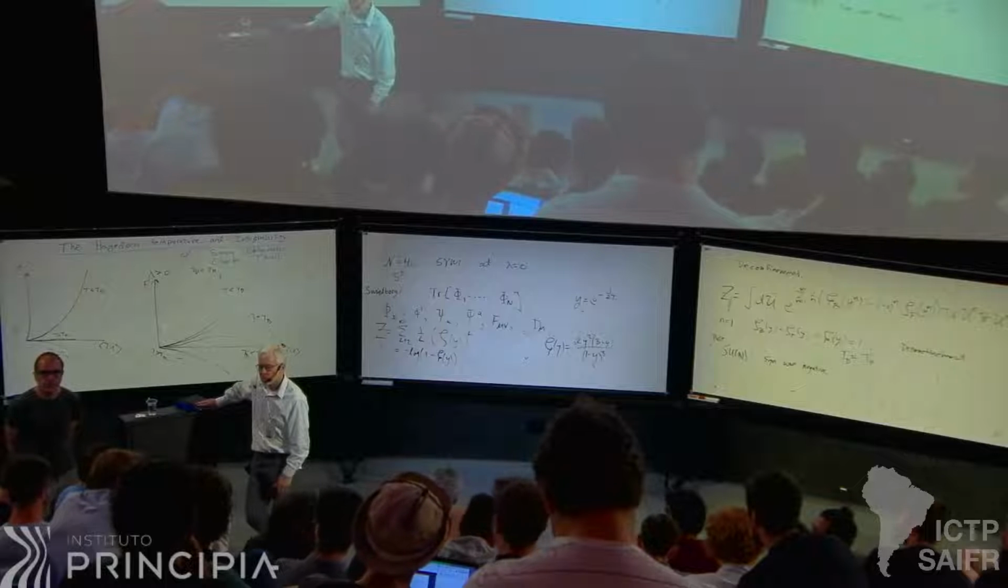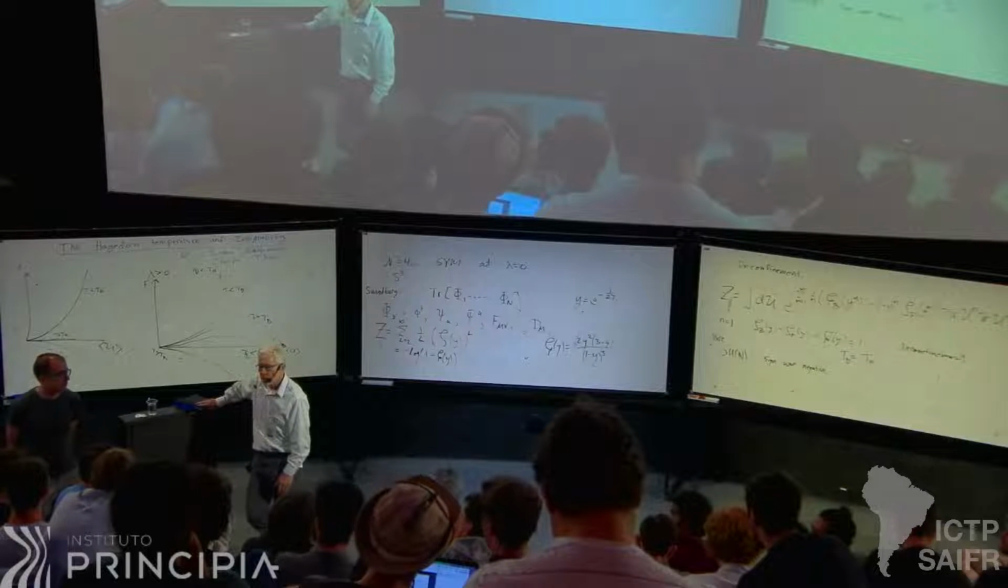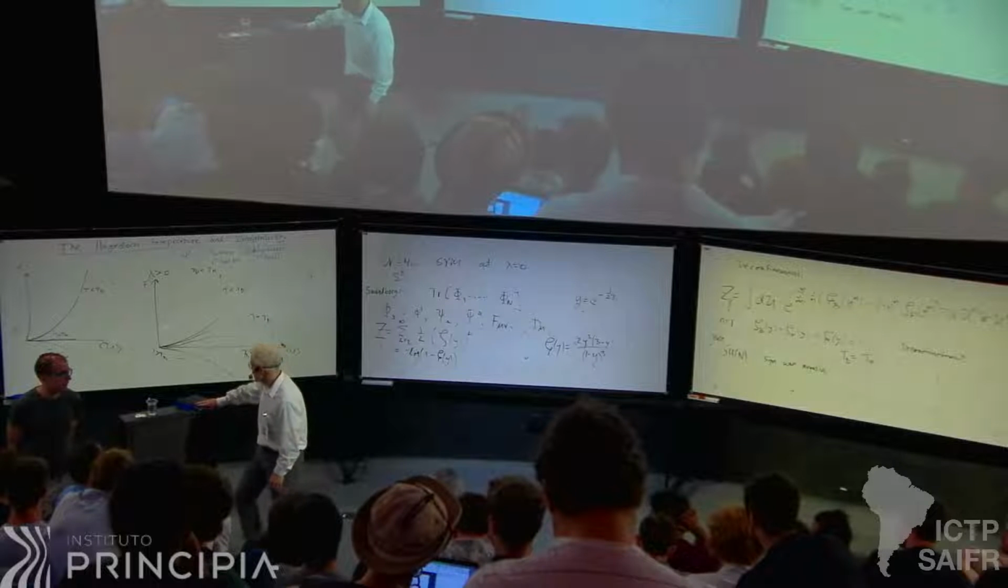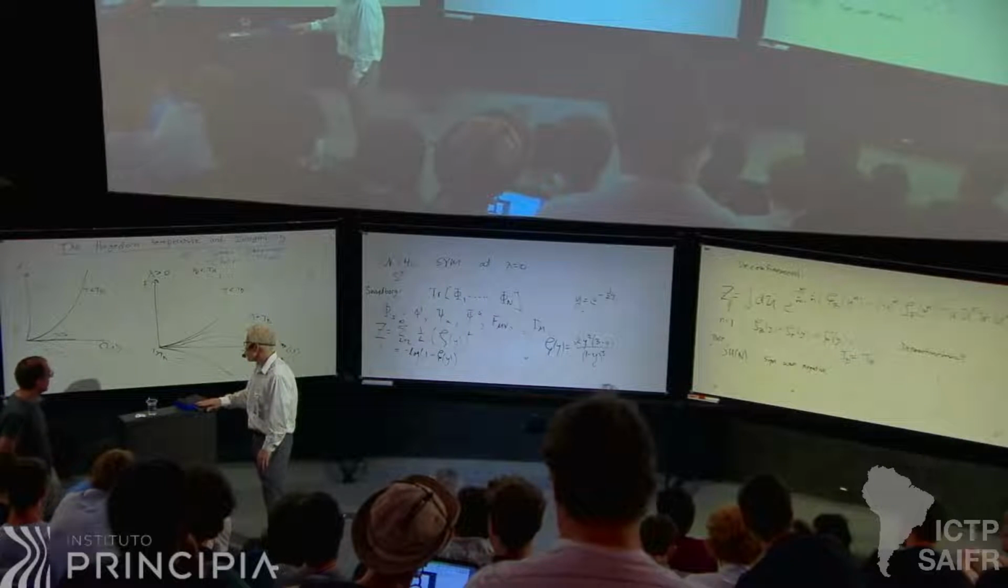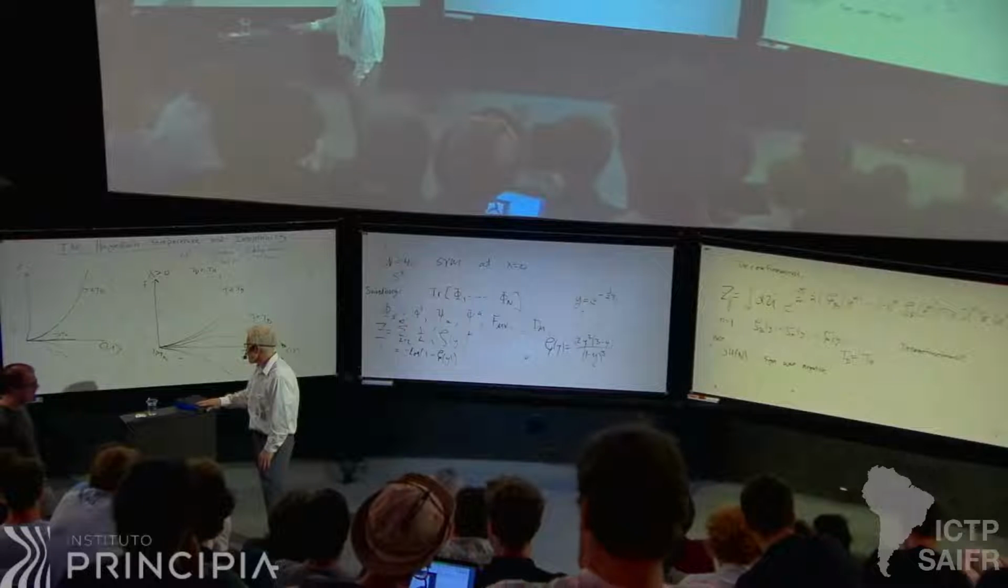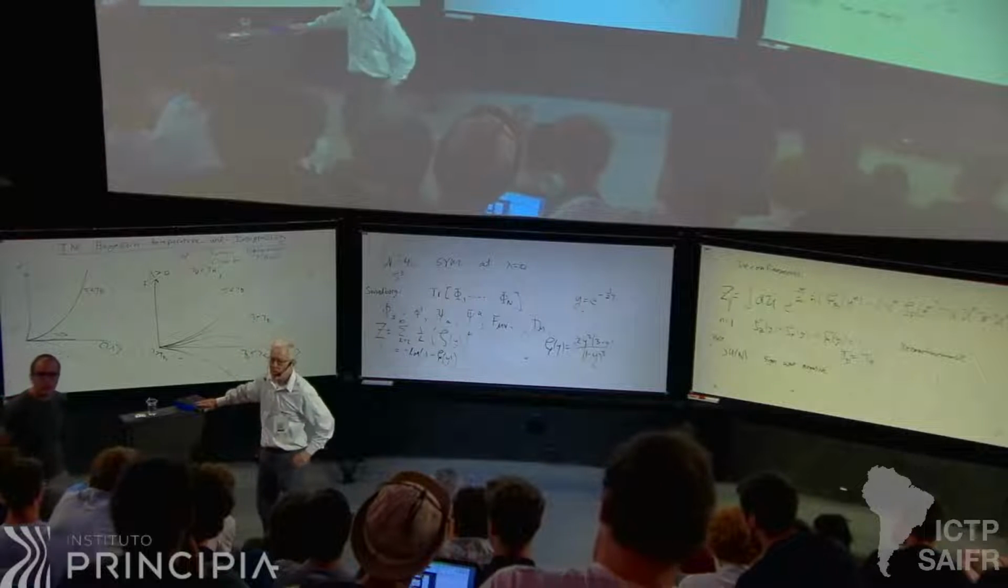And how does the phase diagram look if you plot temperature as a function of chemical potential? Let's see. I don't know off the top of my head. I have to think about it.